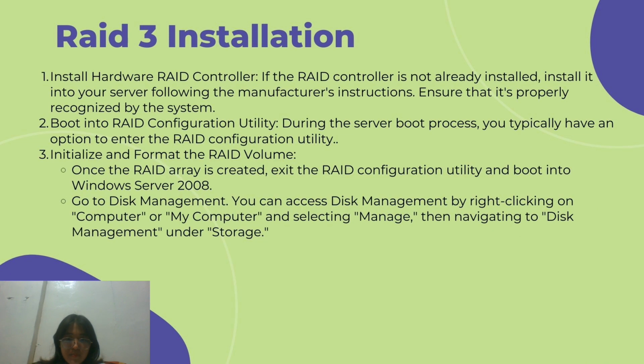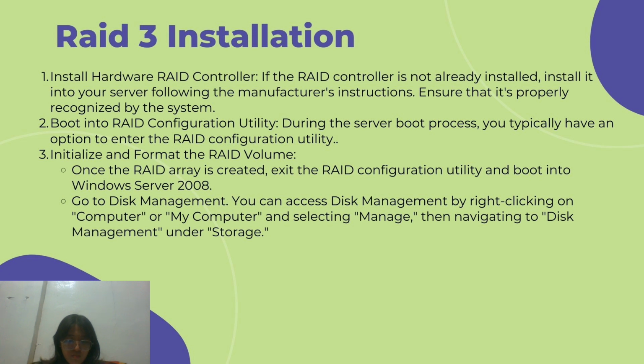So how to install RAID 3 on our PC? First, we need to install the hardware RAID controller. If the RAID controller is not already installed, install lang natin to sa ating server. And then, boot into the RAID configuration utility. So, during the server boot process, nasabi ko na rin to kanina, may pipindutin lang tayong key combination, yung Control R, Control M, or similar depending on the RAID controller. Then, after that, initialize and format the RAID volume.